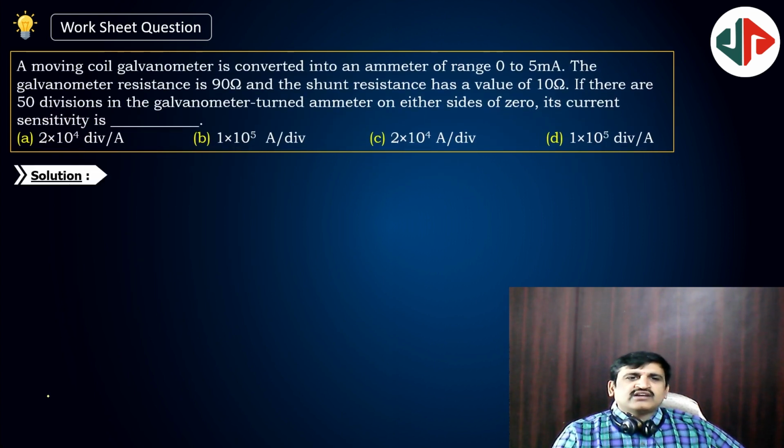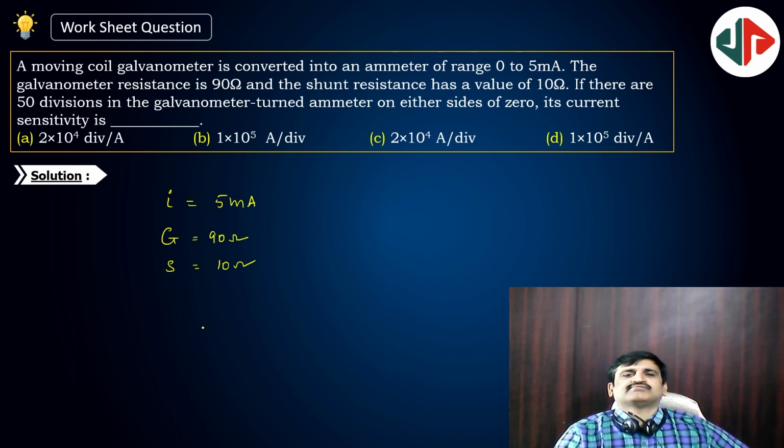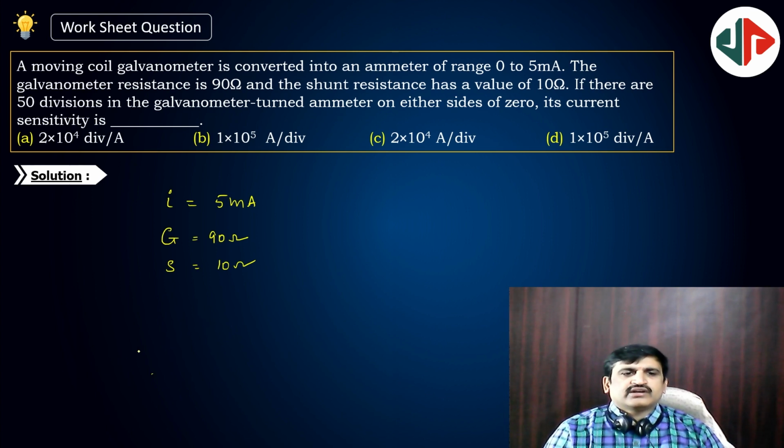A moving coil galvanometer is converted into an ammeter of range 0 to I is equal to 5 milliamps. The galvanometer resistance G is equal to 90 ohm and the shunt resistance S is equal to 10 ohm. If there are 50 divisions in the galvanometer turned ammeter on either sides of 0, its current sensitivity is, continue. Current sensitivity of galvanometer he asked, that means d theta by dI of the galvanometer we want, that means theta by Ig we want.